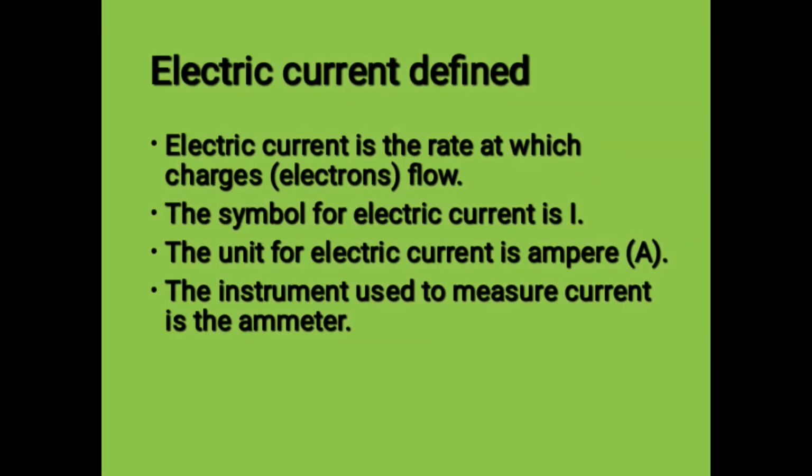So now we can have a look at electric current. When we're looking at electric current, we're told that it is simply the rate at which charges flow. And these charges that we're talking about are electrons. So when we say rate at which charges flow, it is basically just the speed. So the formula that we can use is: current is equal to charge, which is in coulomb, divided by time, which is in seconds. That is the simple formula that we can use to calculate the current.